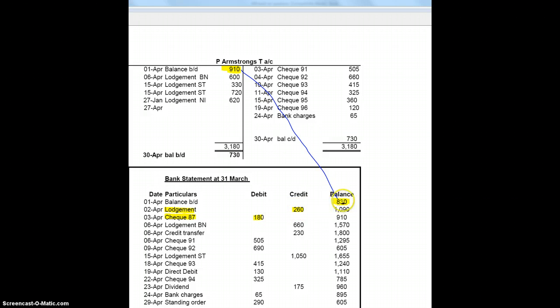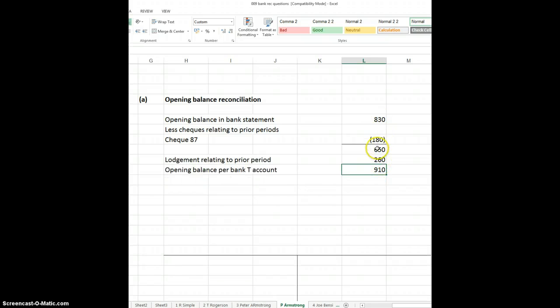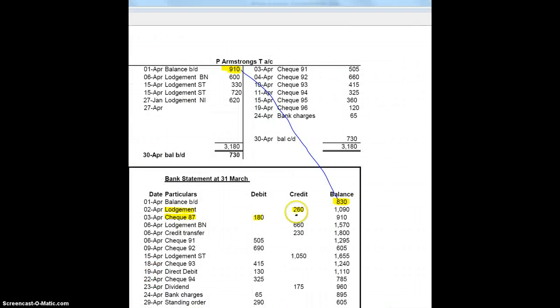So basically all we do is go 830, take away the check, add the 260, and we should tie back into this 910, and that's what's going to happen. So here we have our lodgement, and 830 minus 180 is 650, and then 650 plus 260 gives 910. And now we've reconciled the 830 in the bank statement to the 910 in the T account, and by doing that we're going to cross out the 260 and the 180 here, and the opening balances, we're happy with them. They've all been reconciled, and that is part A done and complete.